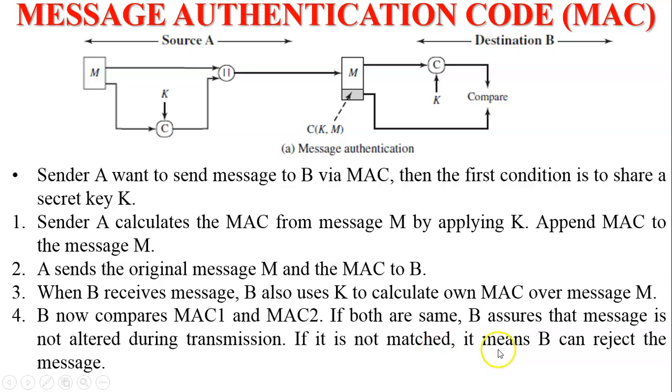If it does not match, it means B can reject the message. So here integrity is also achieved, and with the help of key K we can achieve message authentication.